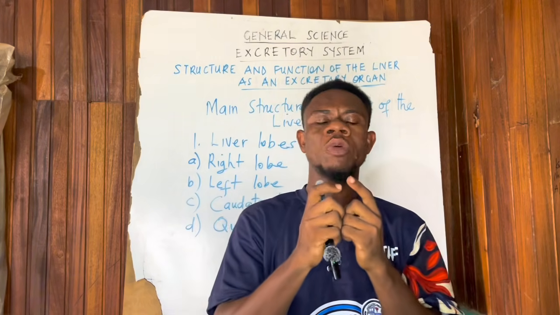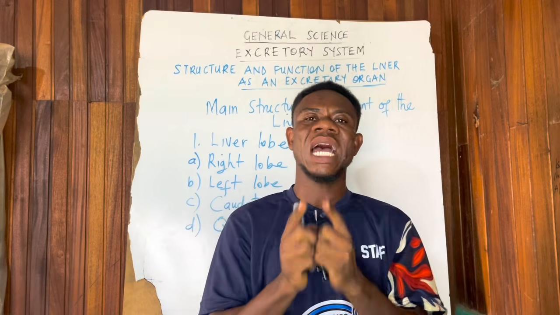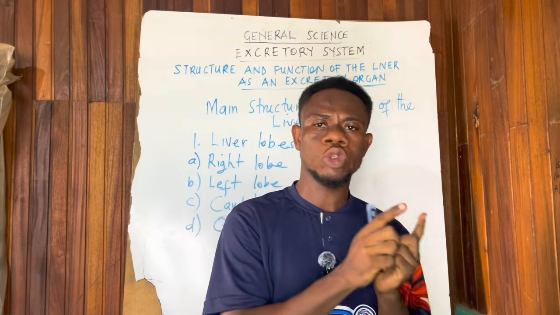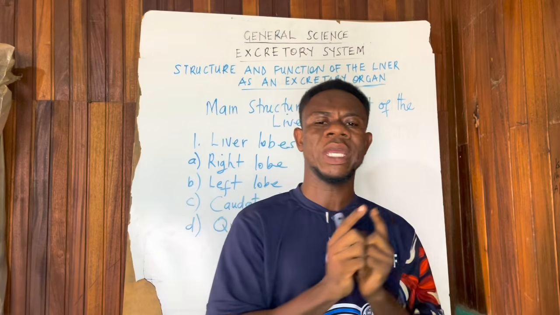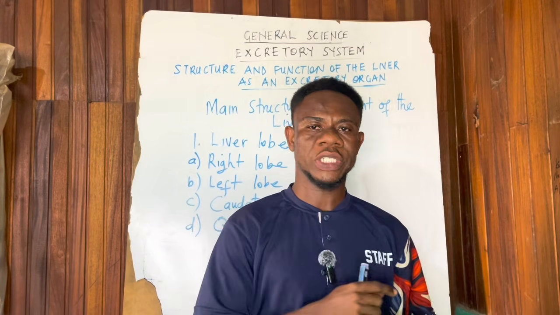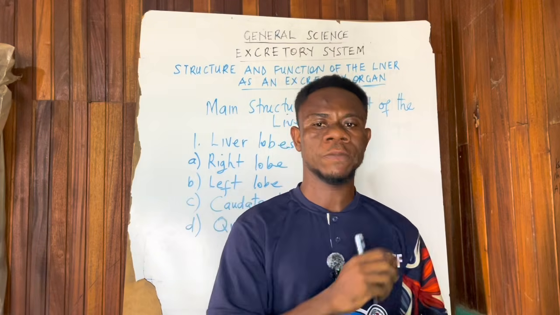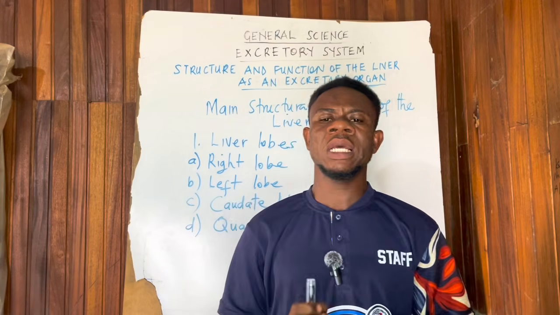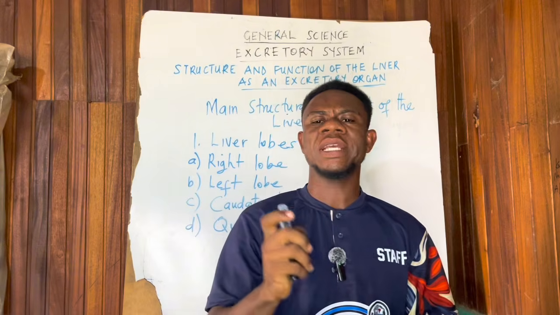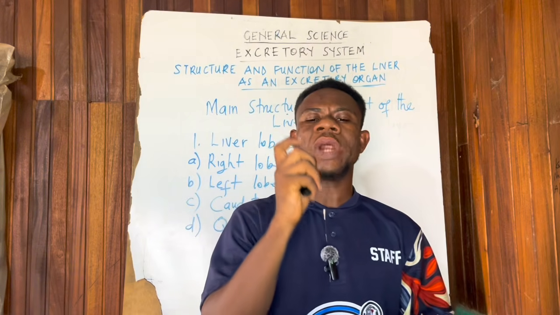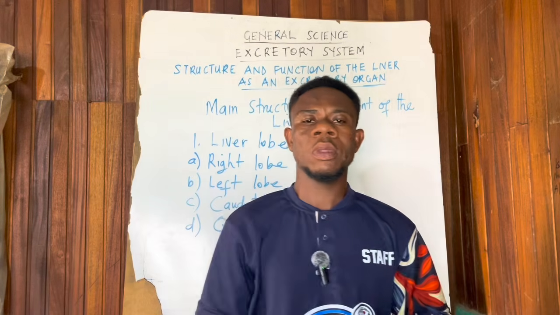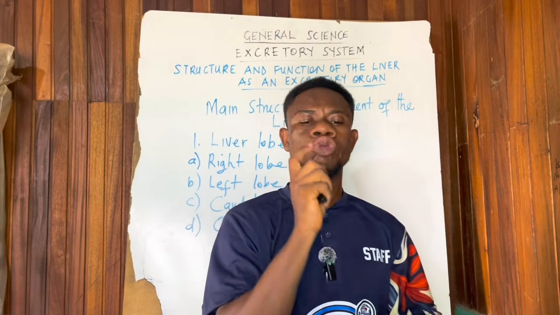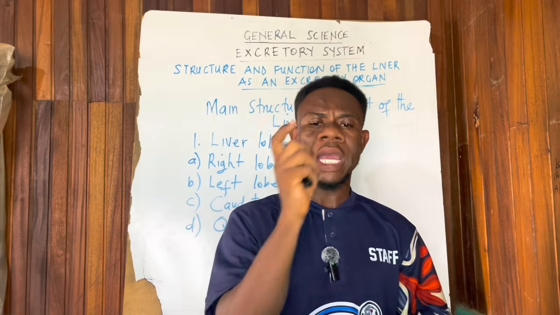Now the right lobe is larger than the left lobe, the caudate lobe, and the quadrate lobe. The location of the right lobe is the right side of the body. The description is that it is the largest lobe and occupies most of the right upper abdomen. That is the right lobe. The left lobe is smaller.